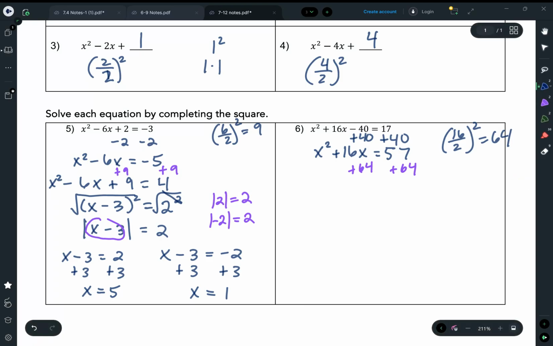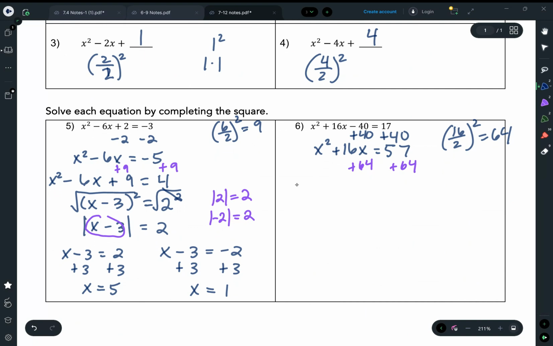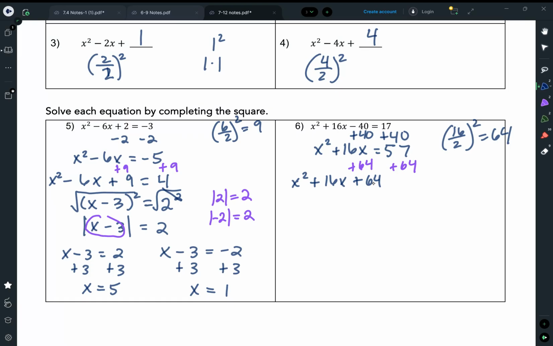Okay, our next step, if we look at our list, was we added the constant on both sides, then we want to rewrite it in factored form. Well, first I'm just going to rewrite it. So we've added it here. On the other side, 57 plus 64, that's going to be 121. And then I want to factor. So 8 times 8 is 64, 8 plus 8 is 16. So this factors to the quantity x plus 8 squared. And the 121 happens to be 11 squared.